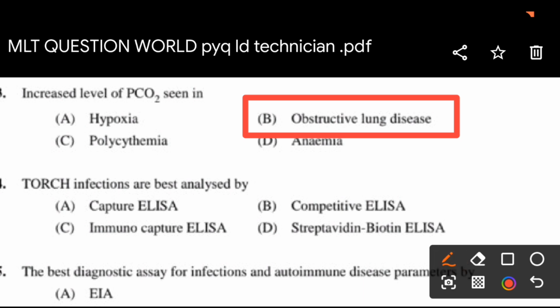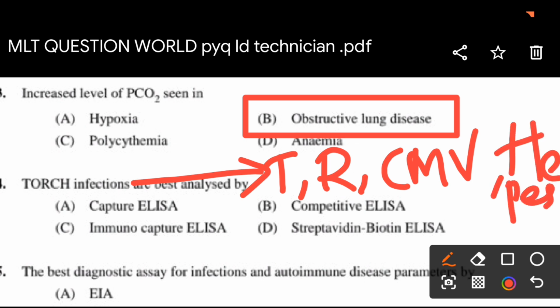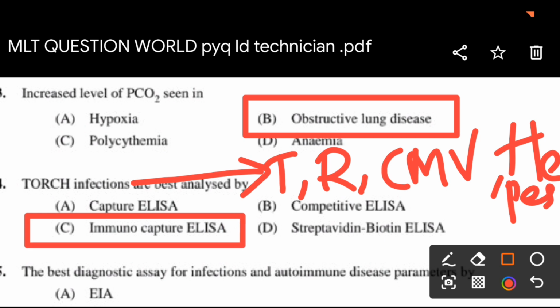Torch infections are best analyzed by capture ELISA, competitive ELISA, immunocapture ELISA, streptavidin biotin ELISA. Torch infections are toxoplasma, rubella, cytomegalovirus infection and herpes. These infections can be best analyzed by. The right answer, immunocapture ELISA.